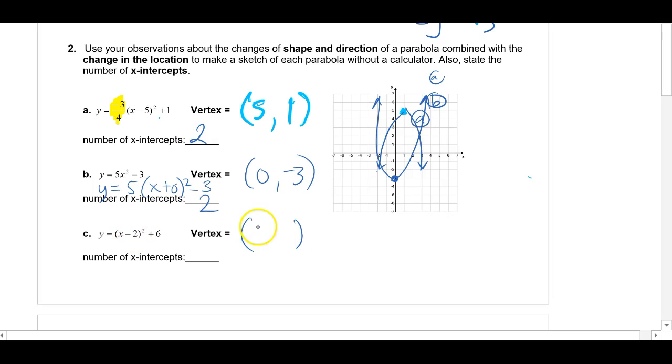Okay, so now the last one. Again, x is a liar, so not -2, but +2. And then the last number goes here, 6. Let's plot that. 2 and 6 up here. And A is positive. Remember, A is 1 in this case since there's nothing there. So that means it's going up. And if it's going up and it's above the x-axis, that means it never crosses. So that means there's none.